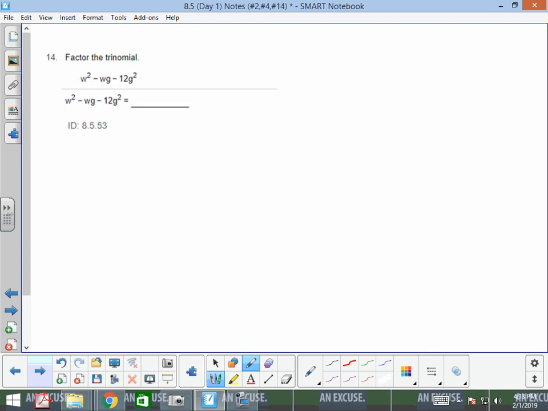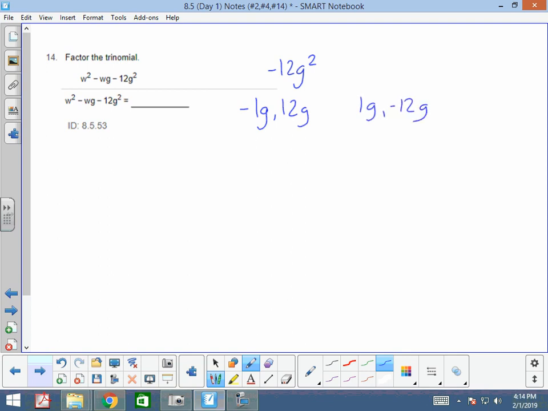All right, number 14, one of those that has a variable for the first term and a variable for the last term. So the factors of negative 12g squared: negative 1g and 12g, 1g and negative 12g.